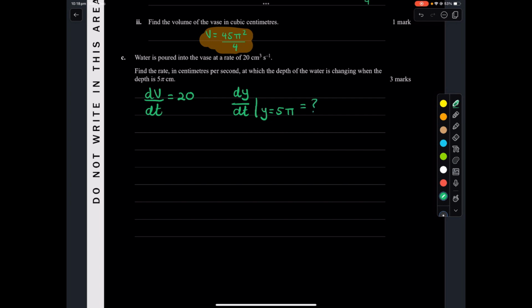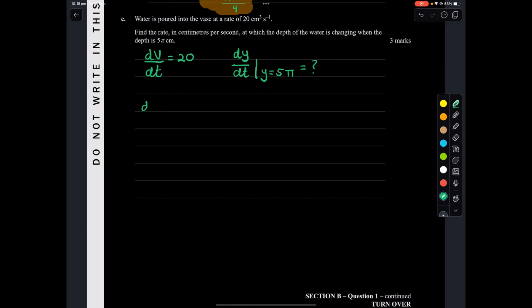Okay. So to get dy/dt, let's think. To get dy/dt, we need to find something that has dy/dV multiplied by dV/dt. And why do I write it like this? Because the dV's actually cancel out and we just get dy/dt. I wrote this because I know this expression is 20 and I just need to find dy/dV.